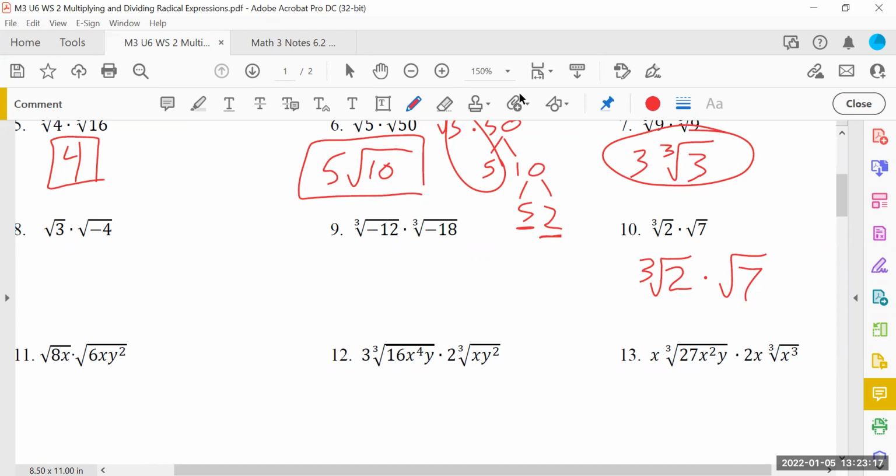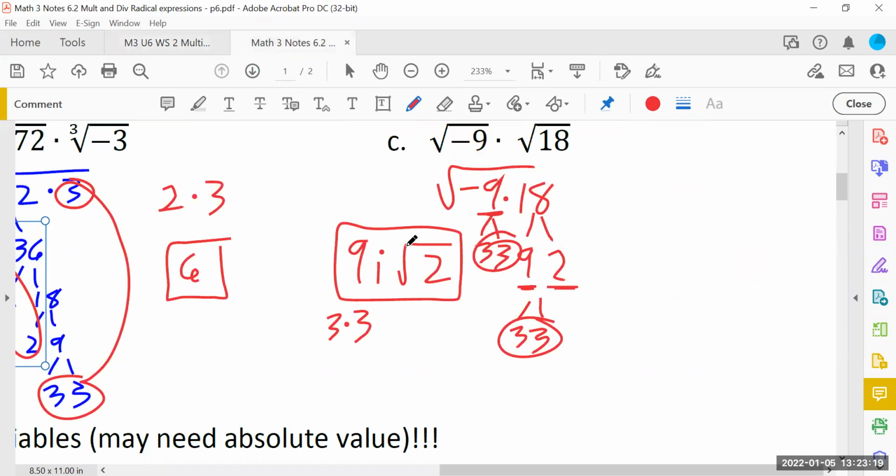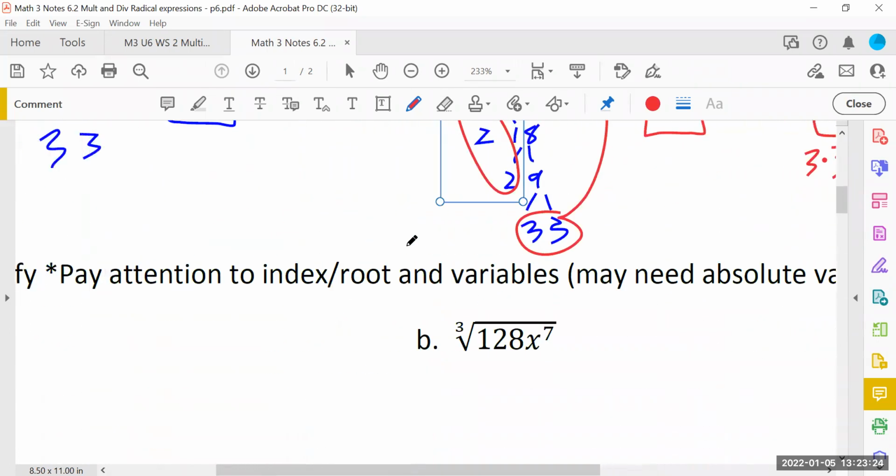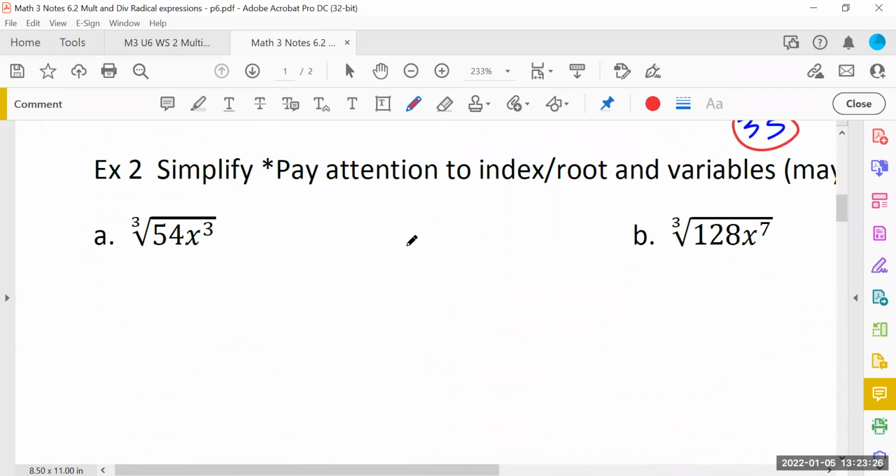All right, so let's go back to the notes now. Let's take a look at letter A here in example 2. This is actually straight review from yesterday. This is just making sure we're good with simplifying before we go on to the multiplying and simplifying. So if I'm looking at the cube root of 54x cubed, let's take that 54 and break it apart. How does 54 factor? Bella, how would I factor 54?